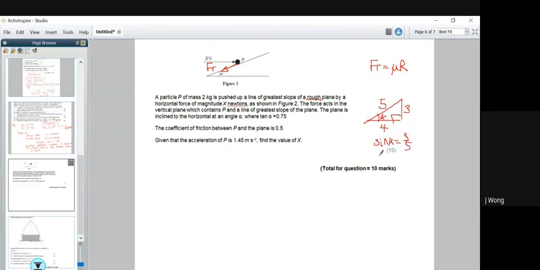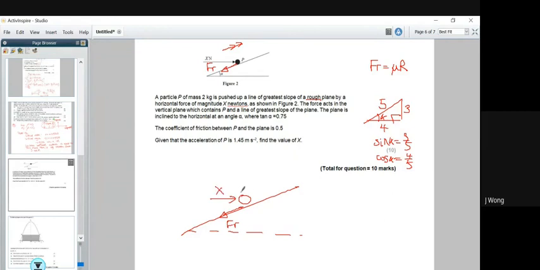So it's a rough plane, indicating there will be friction since we're going up. Straight away, we know that there will be friction going this way, and that means we will be using the formula that we have there, which is friction equals mu R. Okay, so moving on. It is pushed by a horizontal force of magnitude x.